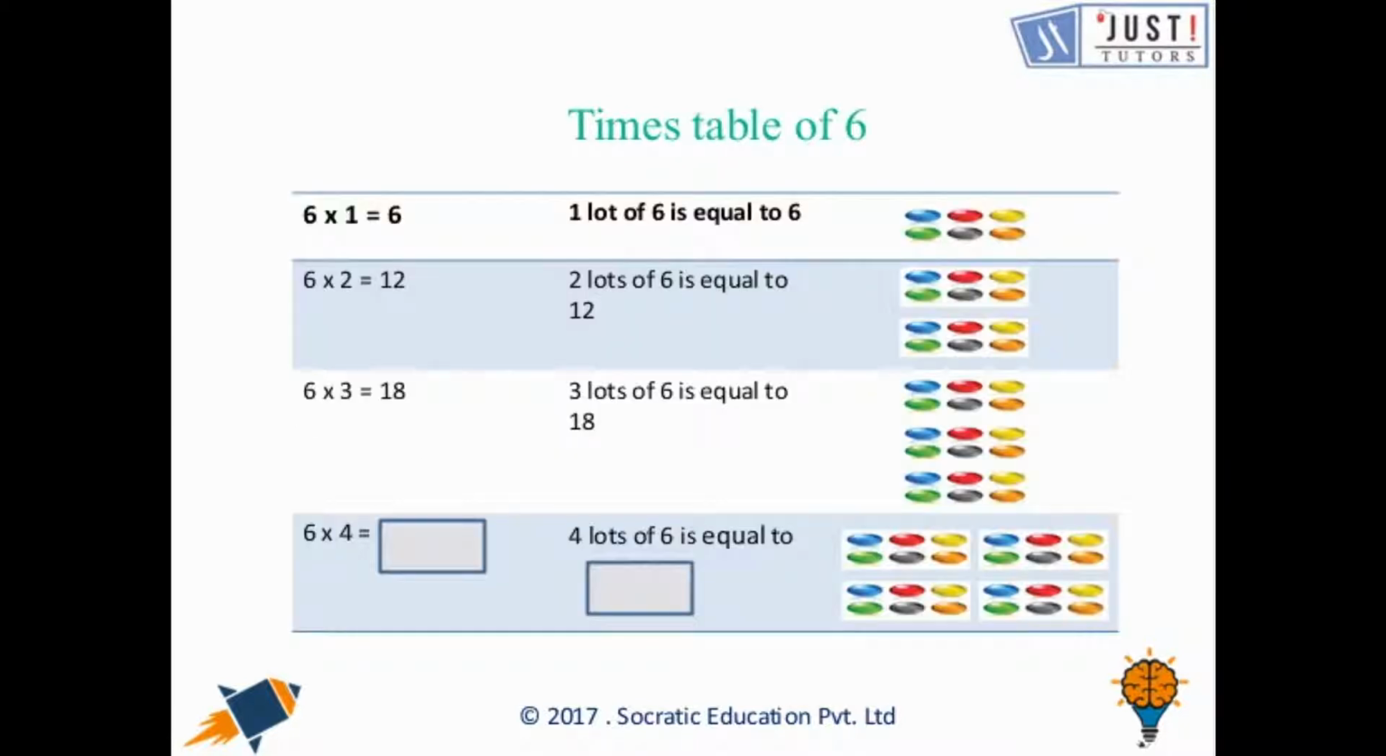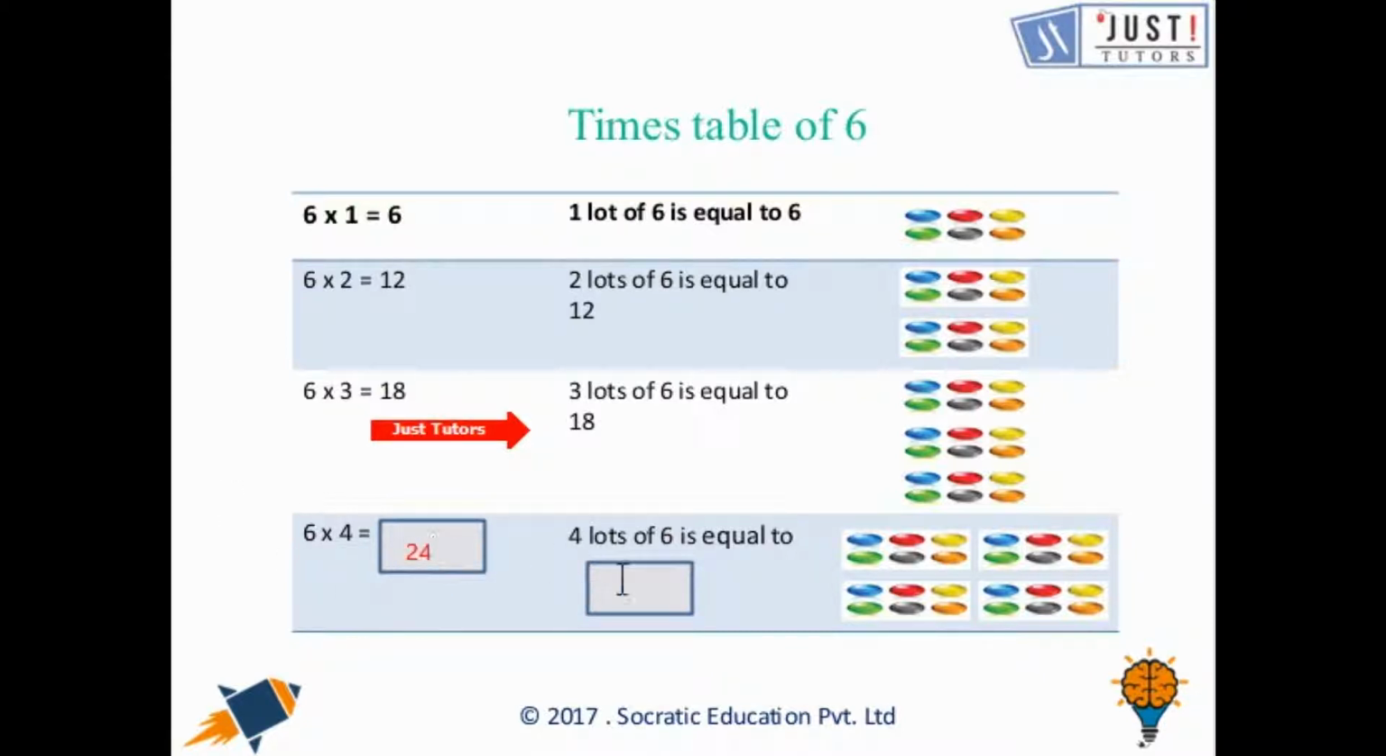Now let us talk about the times table of 6. 6 times 1 is equal to 6. One lot of 6 is equal to 6, as you can see in the depiction in this picture. Now 6 times 2 is equal to 12. That is 2 lots of 6 is equal to 12. Now 6 times 3 is 18, and for 6 times 4, as you can see here, the pattern is adding 6 each and every time. So 4 lots of 6, or 6 times 4, is equal to 24.